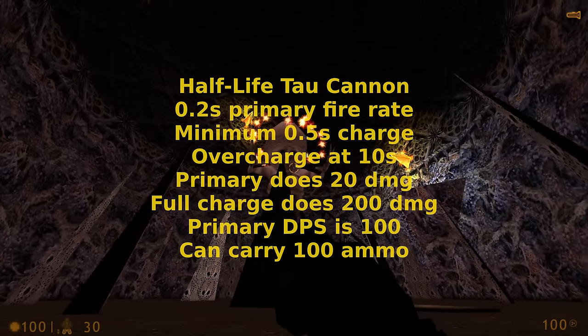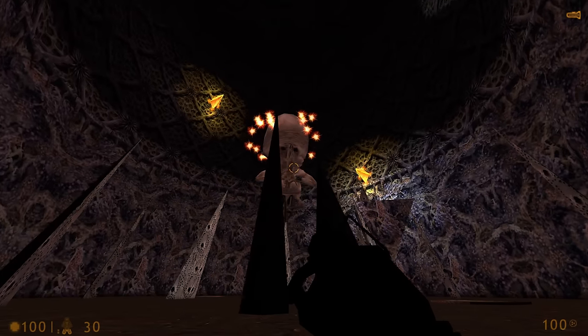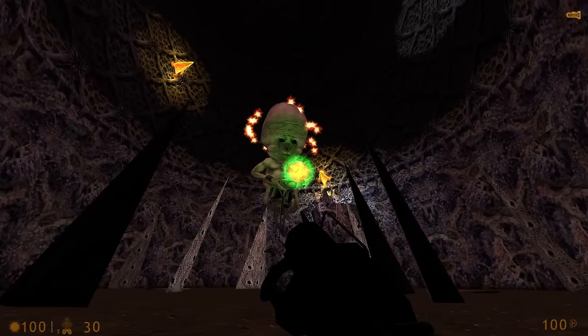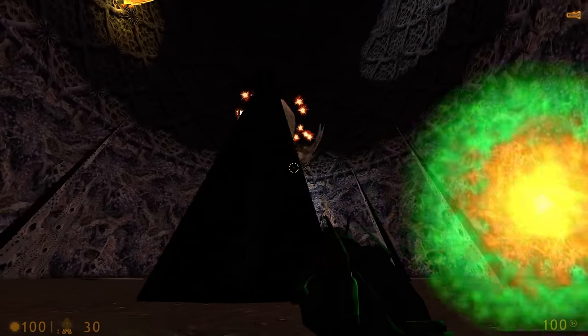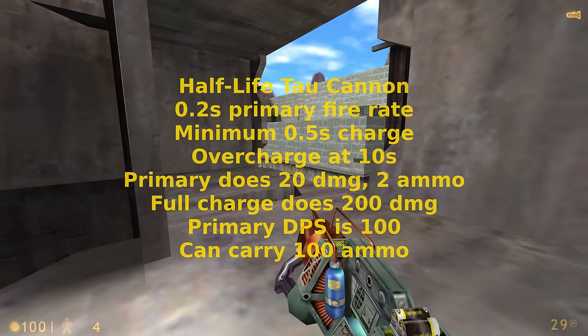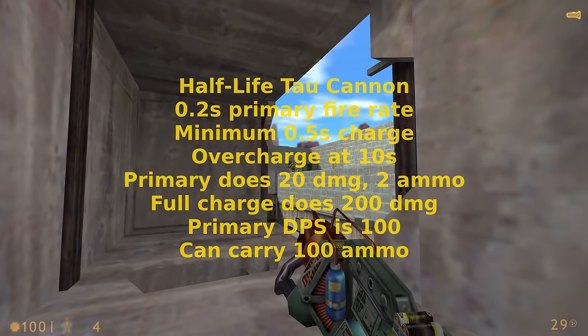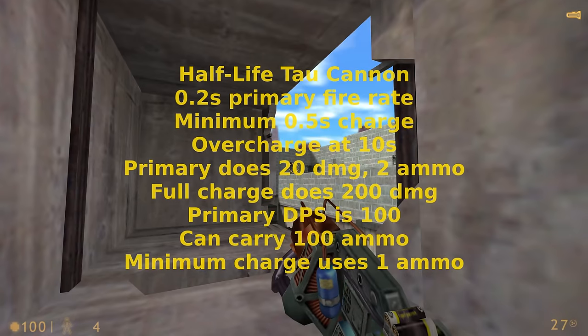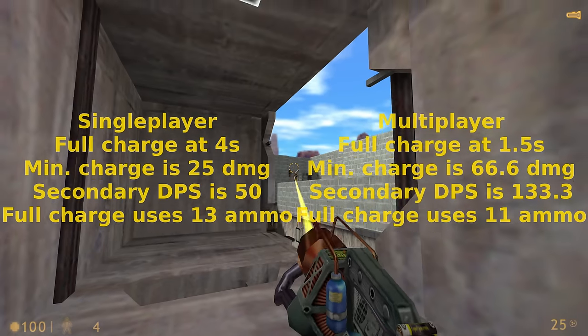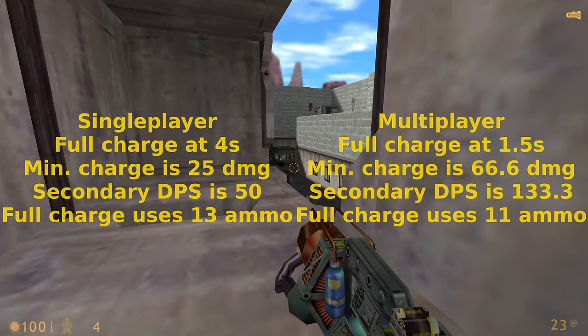You can carry 100 pieces of ammo at a time. Consider we have a very strong target who will tank many hundreds of damage. How do we use the tau cannon for all it's worth? The primary fire uses 2 ammo per shot. If you only have 1 ammo left, then you can only use the secondary fire. The secondary fire uses at least 1 ammo and up to 13 in single player and 11 in multiplayer.